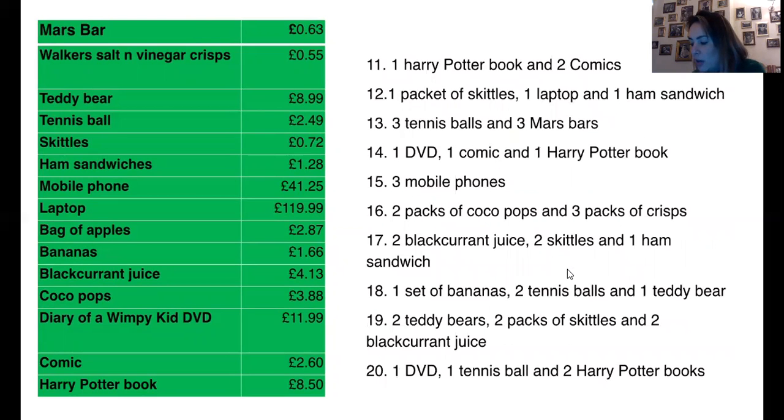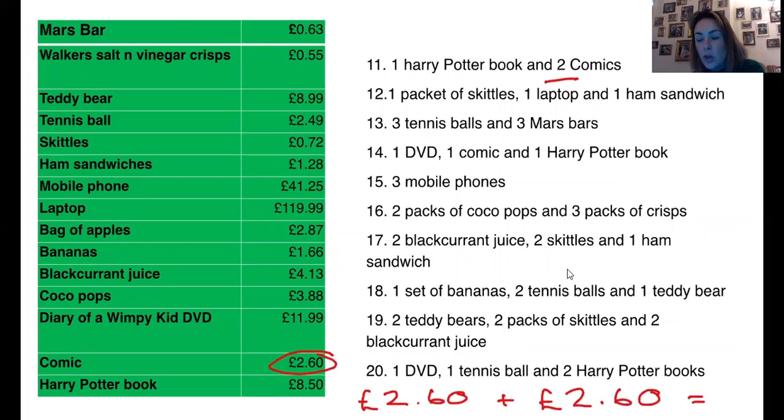On the next slide, things get a little bit trickier. So we need 1 Harry Potter book and 2 comics. Remember, if you're looking at buying 2 comics, you can do some repeated addition. You can see that they're £2.60. So you can do £2.60, add £2.60. Equals. If you want to write it as a column, remember to add it up, making sure everything is in the correct columns.